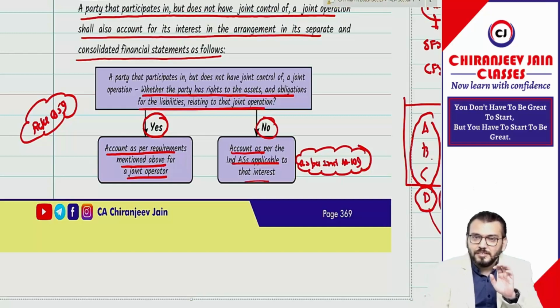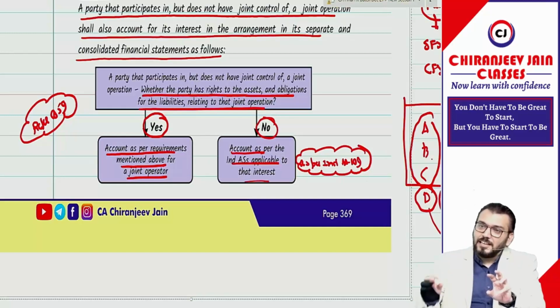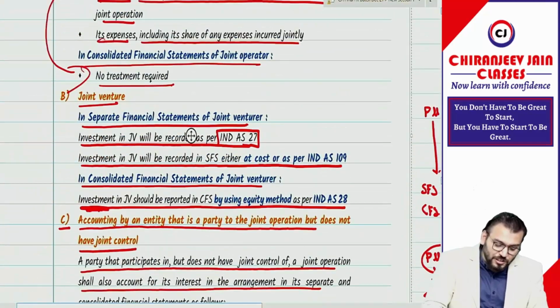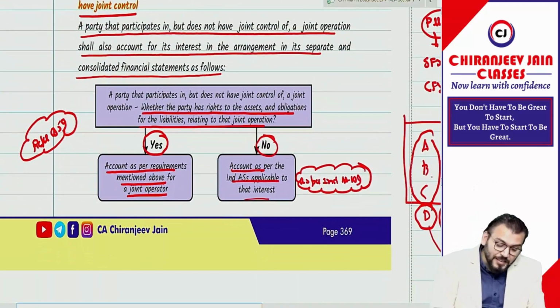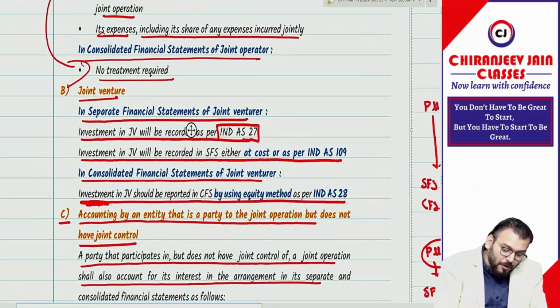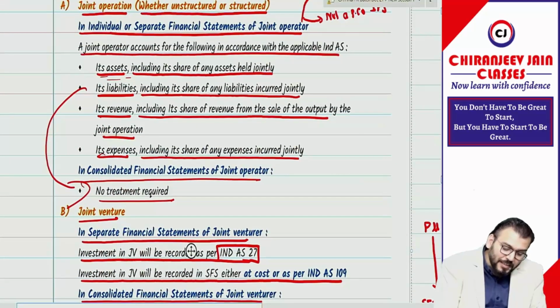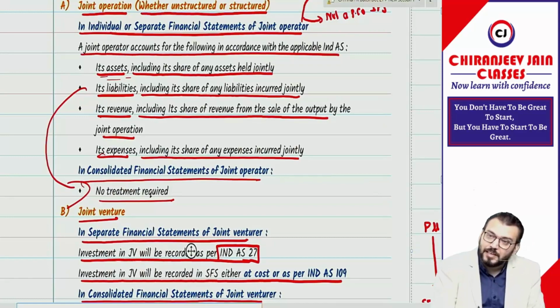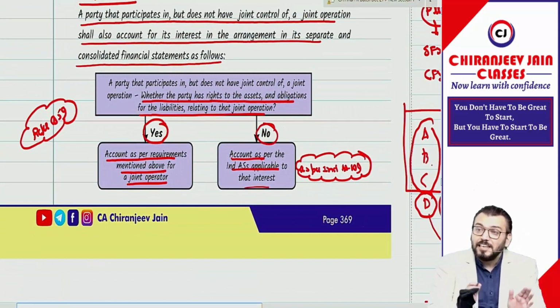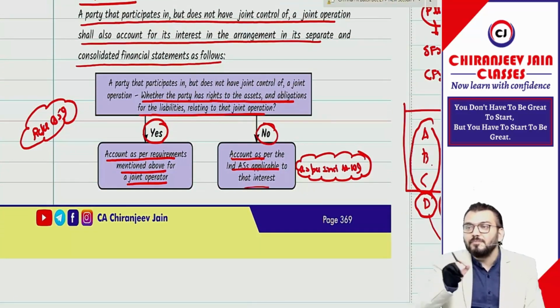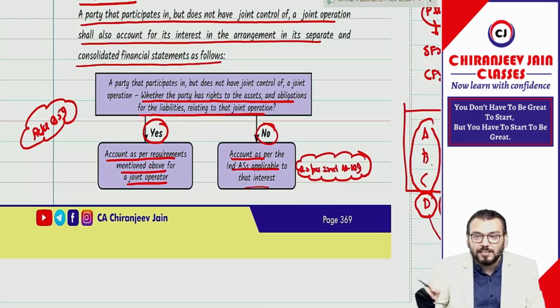Means right now, if A, B, C, D, and A, B, C has joint control, for A, B, C this accounting will be applied. The question is what about D? So for D we need to find out whether the party has a right to asset and obligation for liability. If yes, accounting will be done as per above, the same thing. They will recognize their asset and share of asset, liability and share of liability. But if they do not have a right to asset or obligation for liability, then their interest will be accounted as per Ind AS 109. Means investment in joint operation as per Ind AS 109, as per FVTPL or FVTOCI as the case may be. Understood?